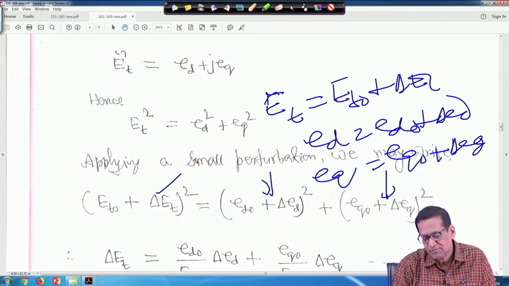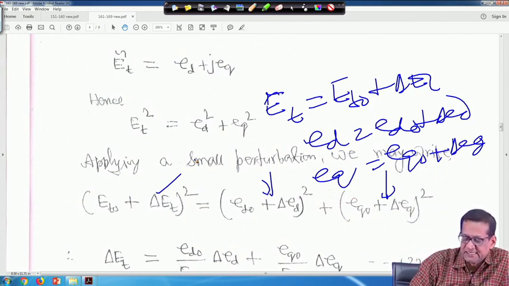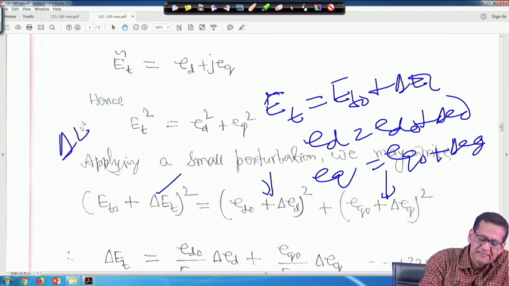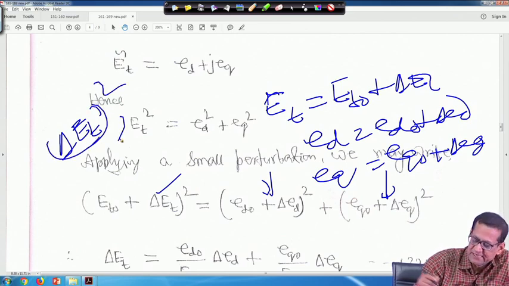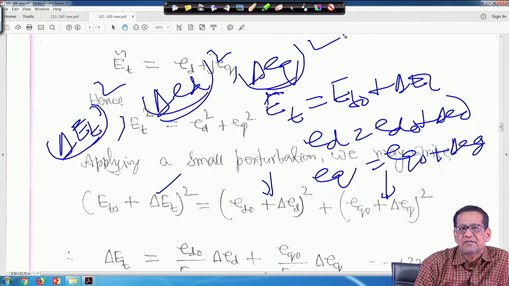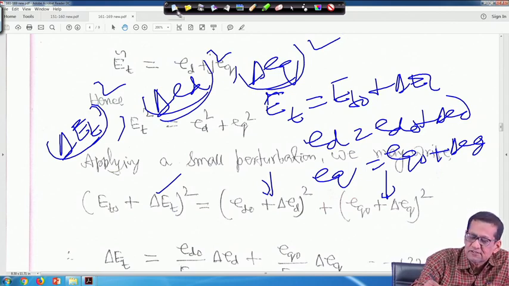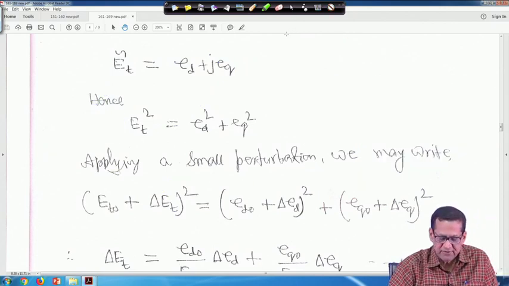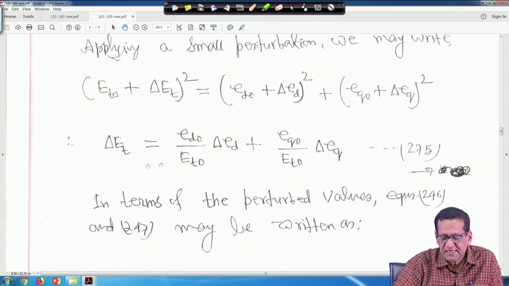Now, you square it and simplify, but the small perturbation terms squared are neglected. That means delta Et squared is very small, neglected, then delta Ed squared also neglected, and delta Eq squared also neglected. These terms have been neglected. When you simplify, you will get delta Et is equal to Ed0 upon Et0 delta Ed plus Eq0 upon Et0 delta Eq. This is equation 275.